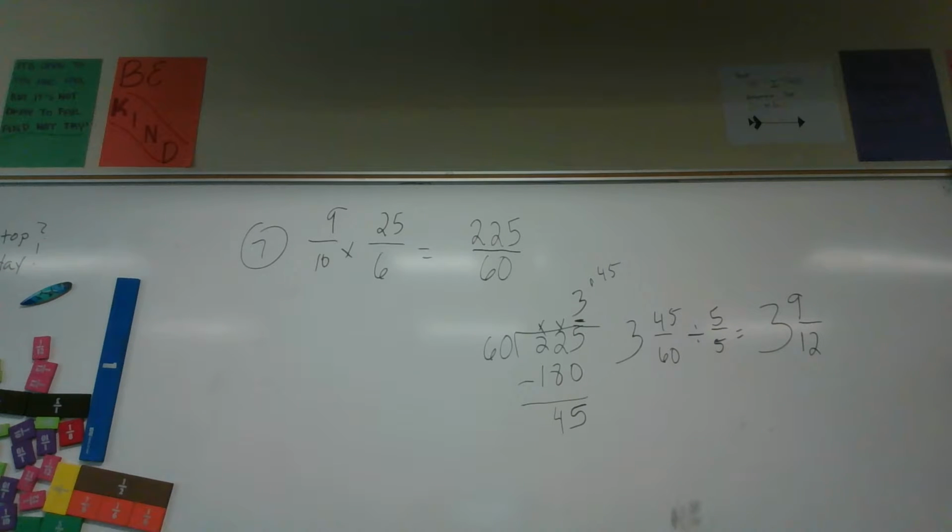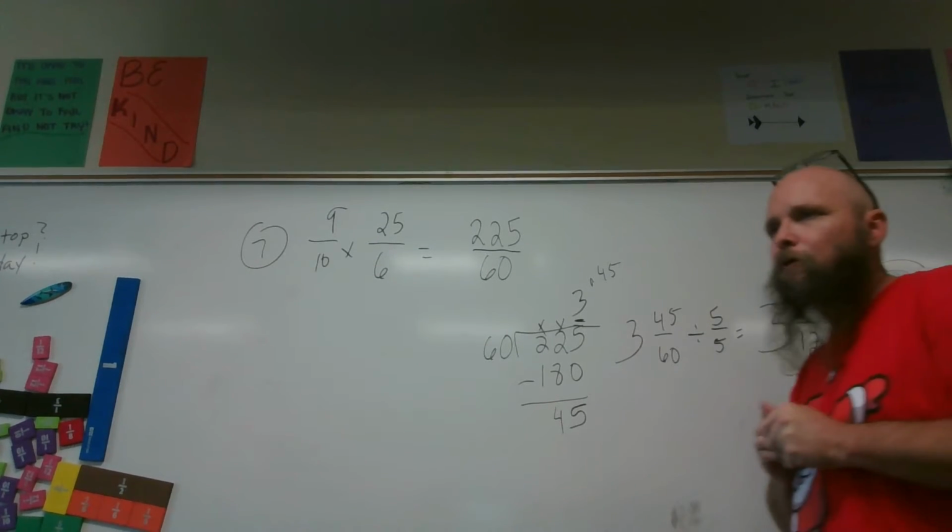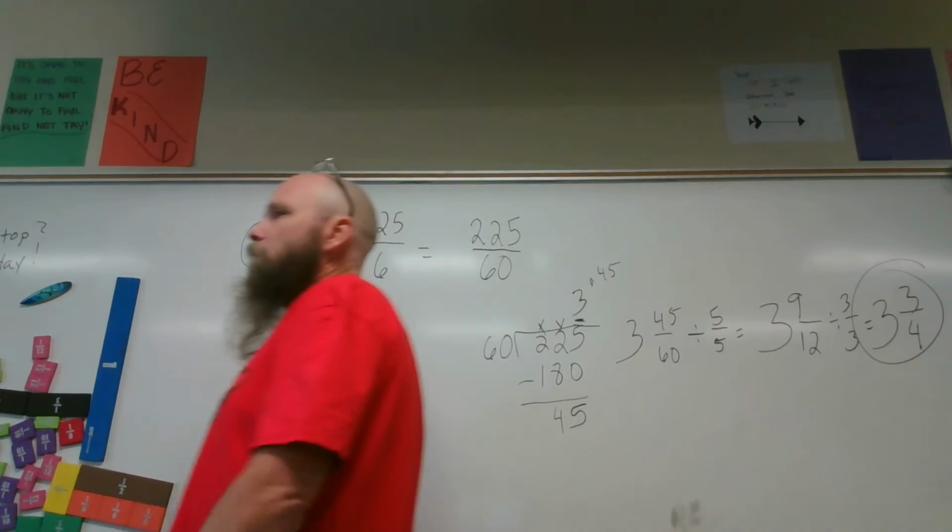But that's not going to be on there. What do I need to do next? Divide by 3. So I'm going to have 3 and 9 divided by 3 is 3. 12 divided by 3 is 4. So my answer to number 7 on the bottom paper should be 3 and 3/4.